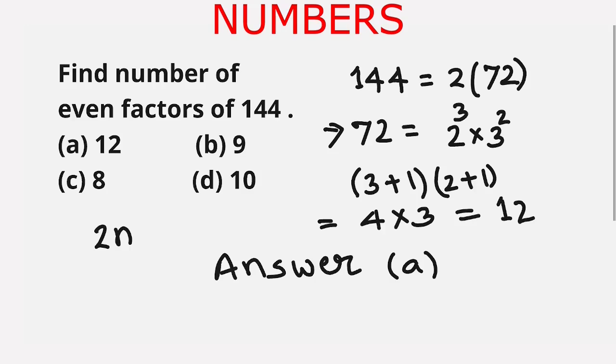Like we have done here, we took out 2 from 144 and we wrote it as 2 multiplied by 72. Now we factorized 72 into prime factors, and the power of 2 was 3, we added 1 to 3, and power of 3 was 2 and we added 1 to 2, and that gave us 4 and 3. So 4 multiplied by 3 is 12, and that is the number of even factors of 144. I hope you have understood the method of solving such type of questions. We go to the next question.